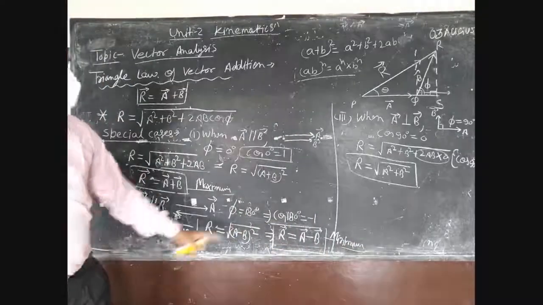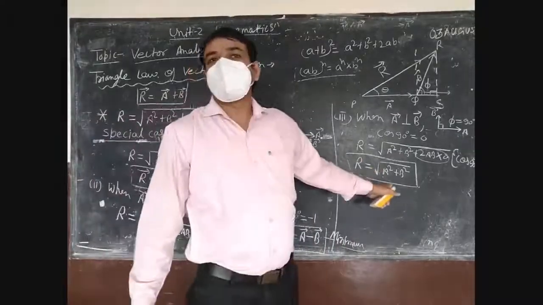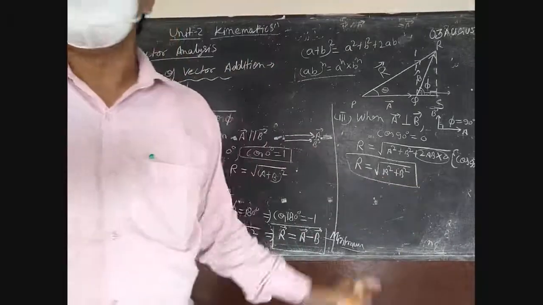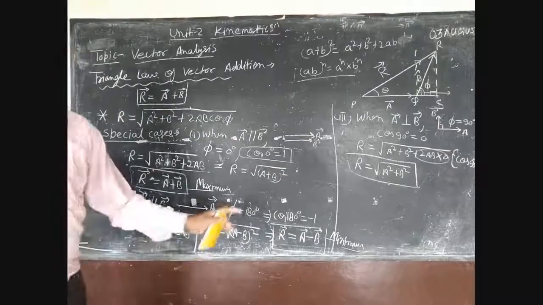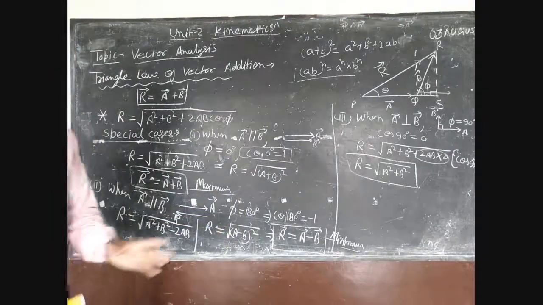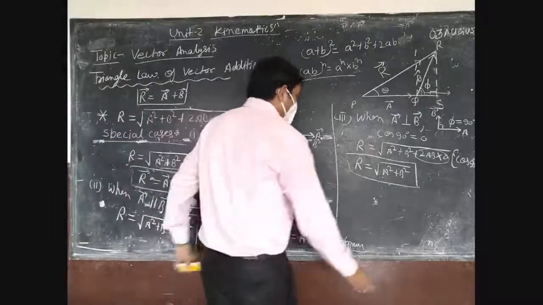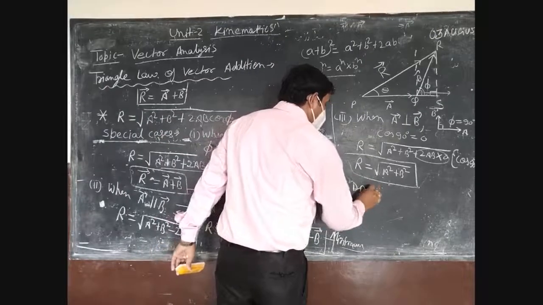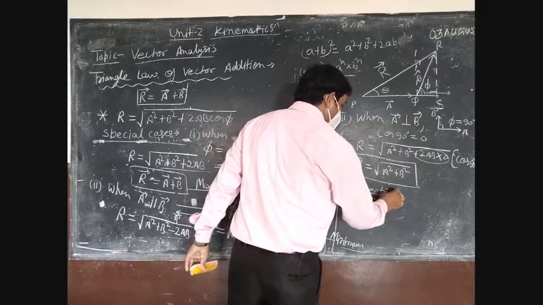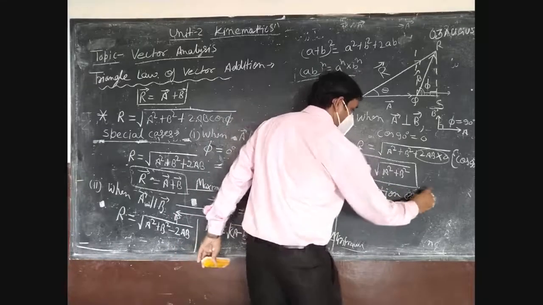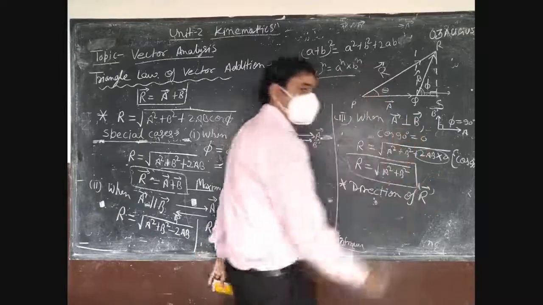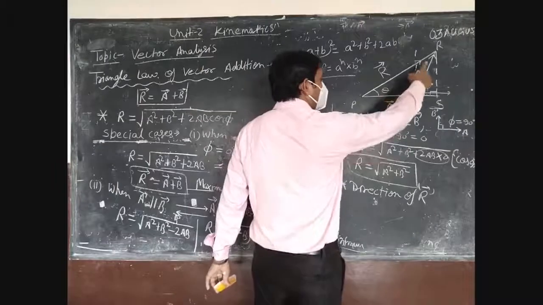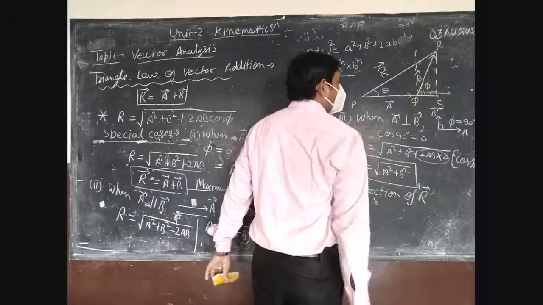Okay, and this is also known as the rectangular component. We discussed it in the parallelogram law of vector addition. What is the rectangular component of the two vectors in common? Now next is direction of resultant. Direction of resultant is calculated by using this triangle only.